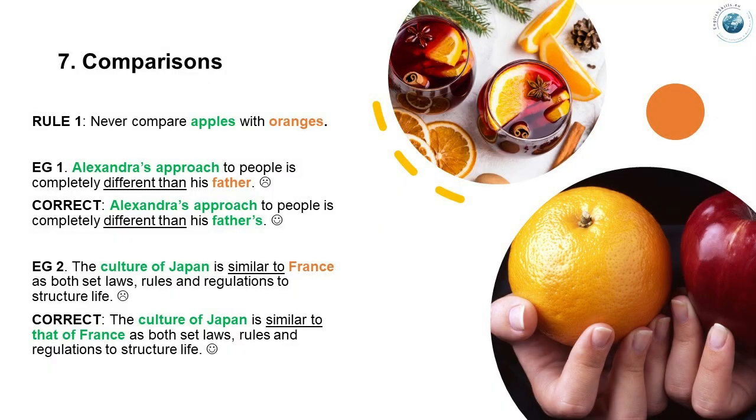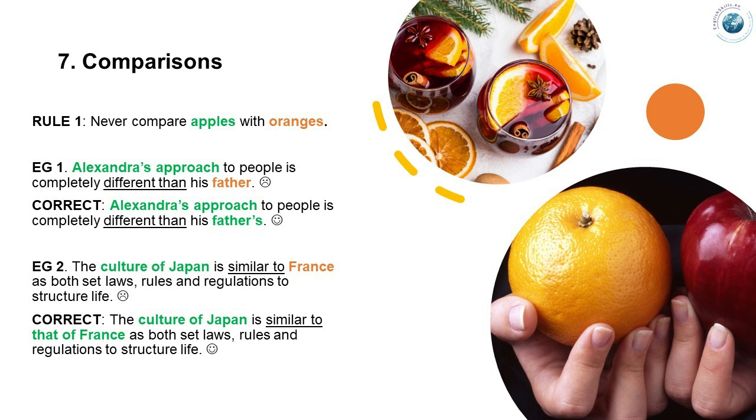Let's look a bit closer at Rule 1. Never compare apples with oranges. Example 1. Alexandra's approach to people is completely different than his father. What are we actually comparing in this sentence? It's Alexandra's approach to people versus his father. That makes no sense. Why would we compare an approach to a person? Sounds like apples and oranges to me.